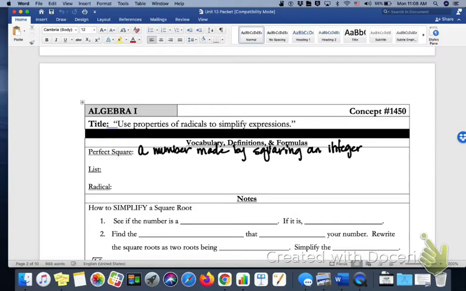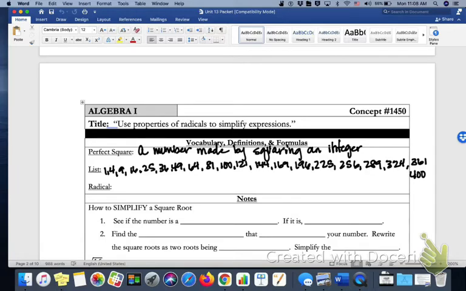Perfect square. A perfect square is a number made by squaring an integer. Squaring means taking it times itself. Here's a list of perfect squares. 1 squared is 1, 2 squared is 4, 3 squared is 9, and so on, all the way up through 20 squared, or 20 times 20, is 400.